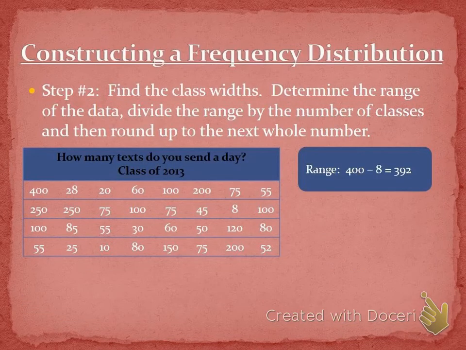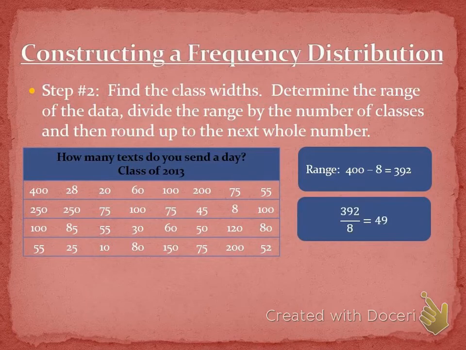Well, we've got to create the range first, right? How wide does our data completely cover? So we take our upper value, subtract our lower value, and we get 392. So all of our data ranges between 392 texts. And since we want to make 8 classes, we'll divide that complete range into 8 different even sections. So 392 divided by 8 gives you 49.